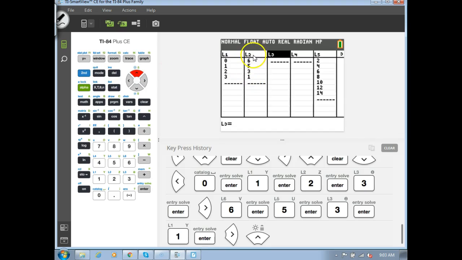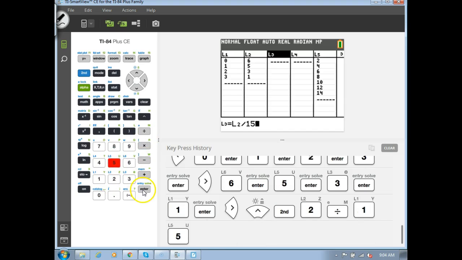So what I'm going to do is command it to take list 2 and divide it by the total number of patients for each one of them. So isn't the total number 15? Let's see if this works. It's about to be a big failure, I bet. List 2 divided by 15. And then hit enter. Look at that. Go me, go me.